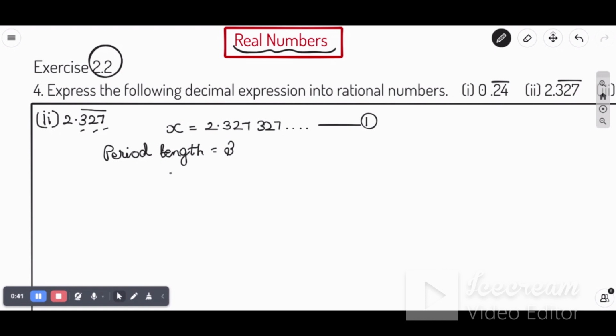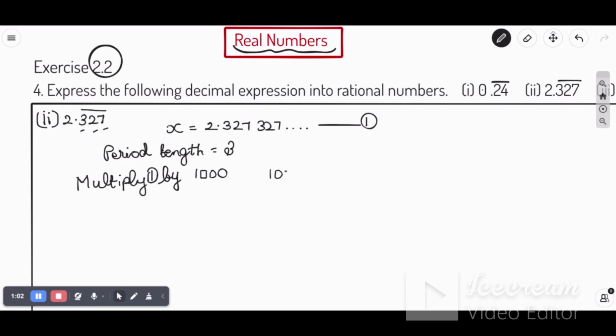So what will be your next step? Once you find this, you have to multiply. What do you have to multiply? Multiply by 3 or 1000? You have to multiply by 1000. Don't multiply by the length, you multiply by 1000. What are you going to multiply? We are going to multiply equation number 1 by 1000.